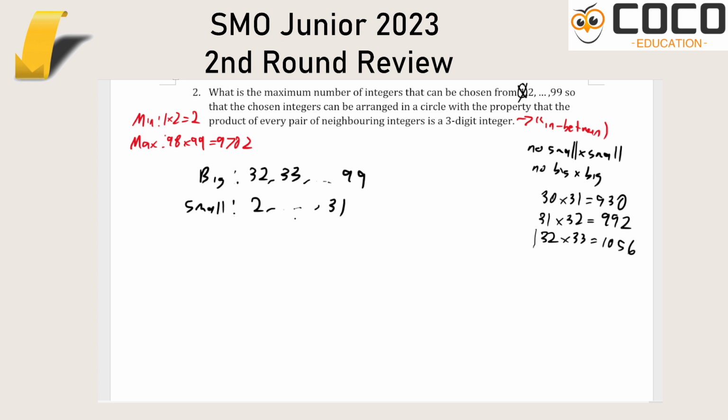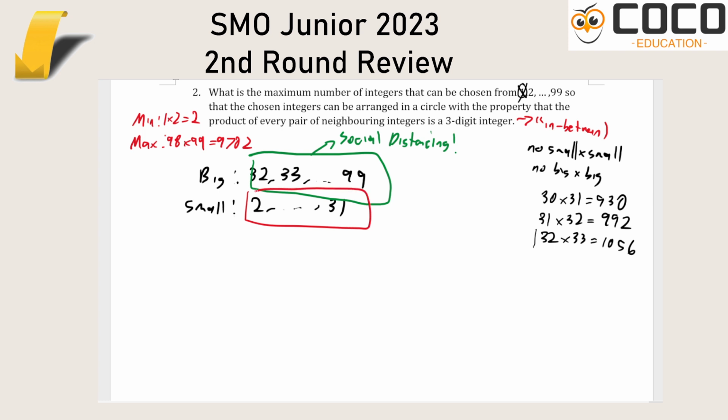Now, basically what we need to do is a little bit of social distancing. These guys need to be socially distanced. They cannot be next to each other, and so our small numbers are going to be kind of like buffers. You can call them masks if you like the COVID theme. So they are like buffers in between, which means that if you want to put in a lot of numbers, you would go big, small, big, small, big, small, big, small, and you will run out of small numbers first before your big numbers.